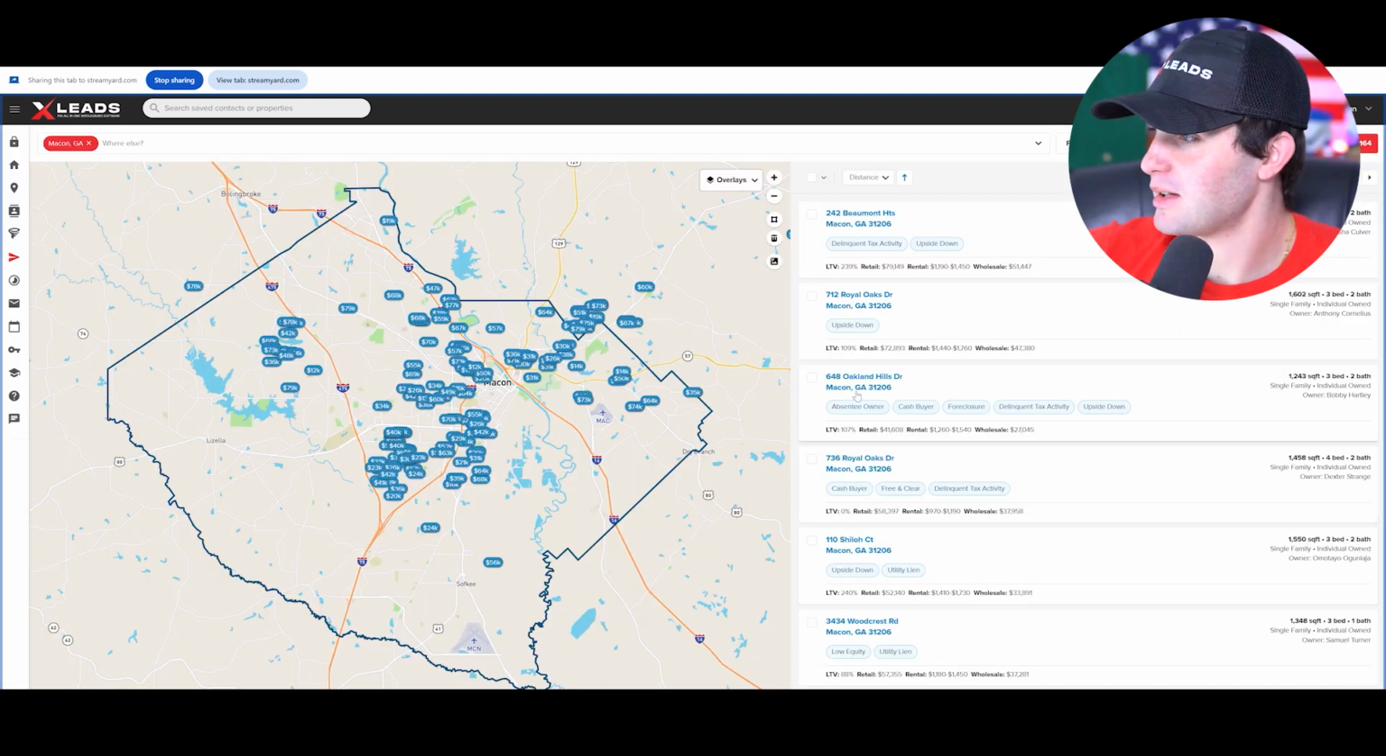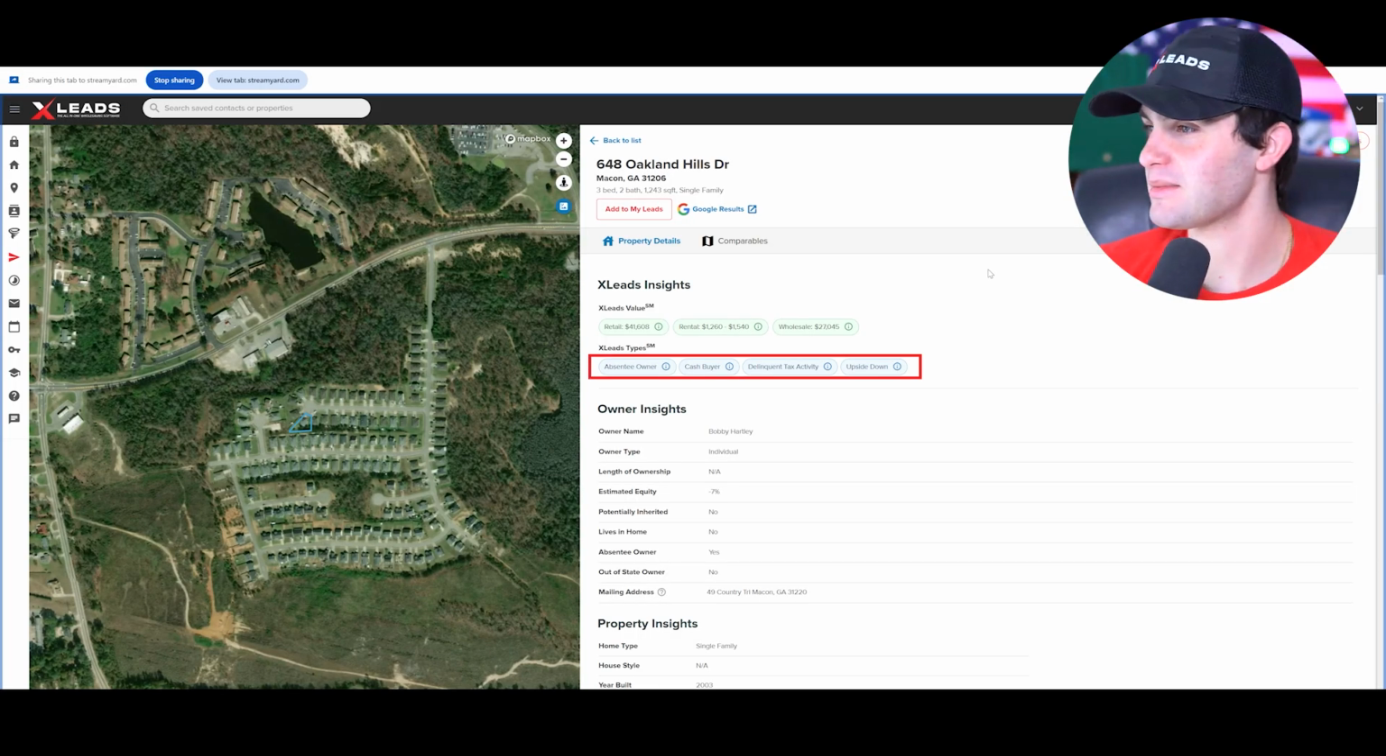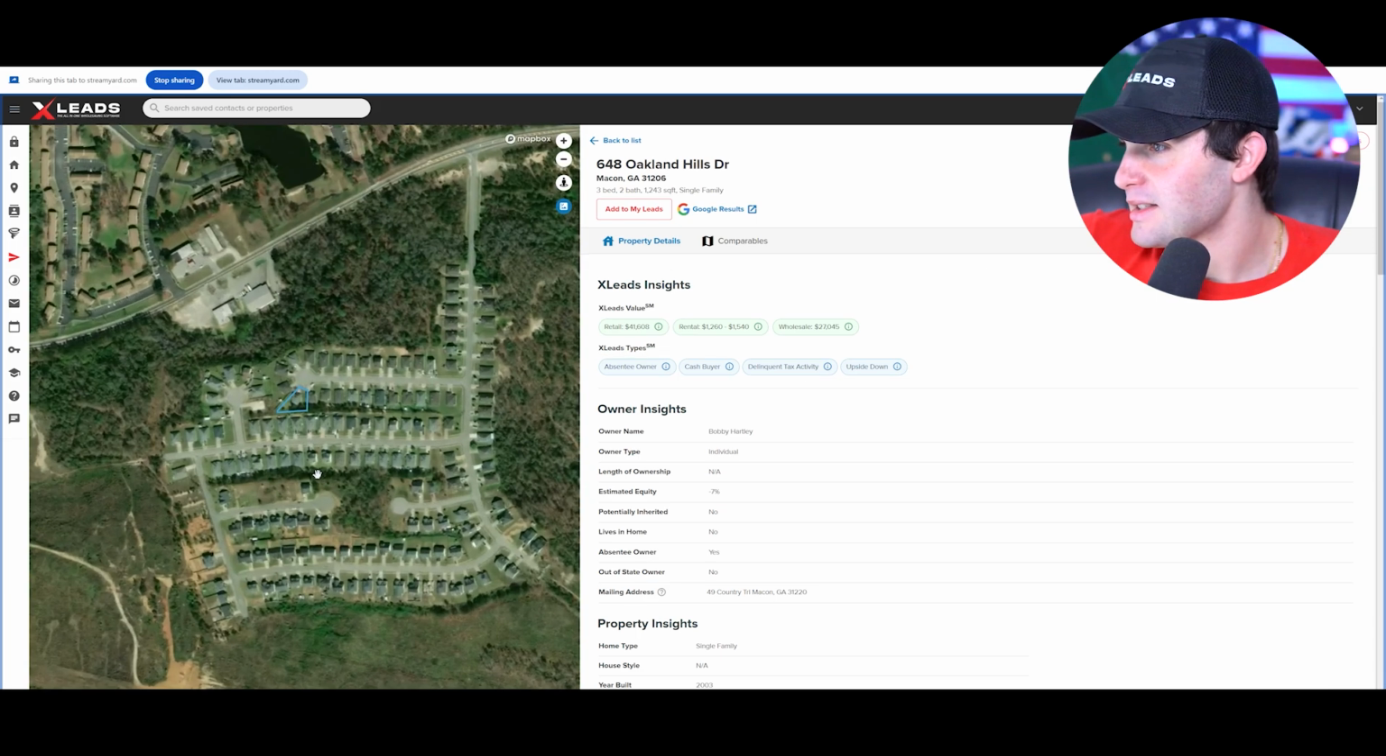For example, this one, first and foremost, can we just take some time to appreciate how good of a lead type this one is, right? I just randomly chose this one, right? What is it? It's an absentee owner. It's delinquent in taxes and it's upside down. Cash buyer can mean a lot of things. I'm not going to look into that too much, but yeah, this is just a landlord.